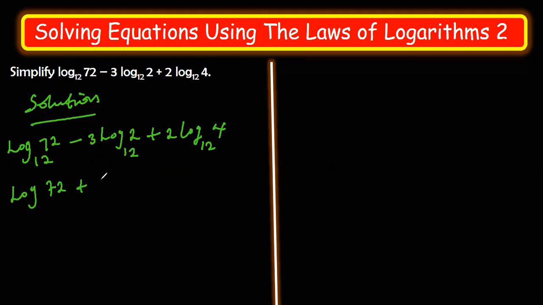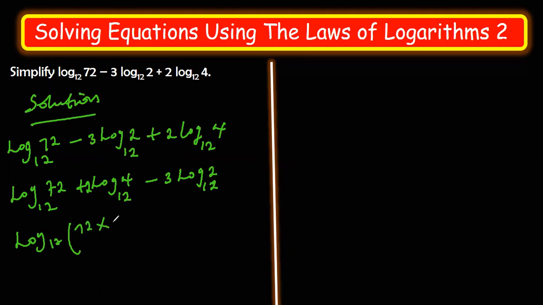So we are going to rearrange now. Plus 2 log 4, minus 3 log 2, in base 12. So let's apply the laws of logarithm. We just pick the common base, which is 12. So log 72 times 4 raised to the power of 2.